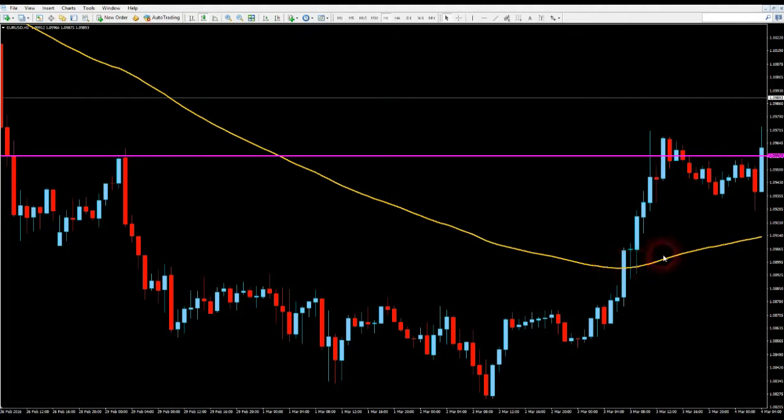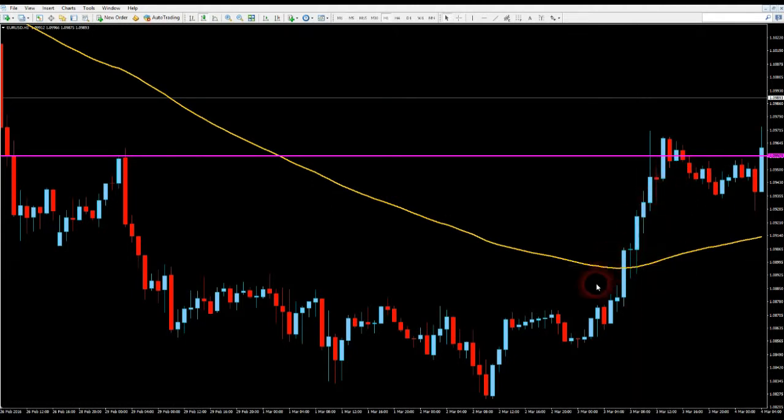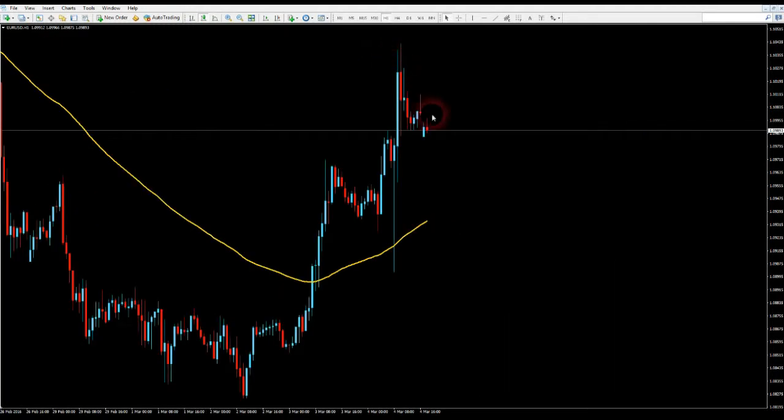So you see this EMA is acting as support. So this is a breakout that you can trade. So there is another way of using the moving averages. But there are other ways.